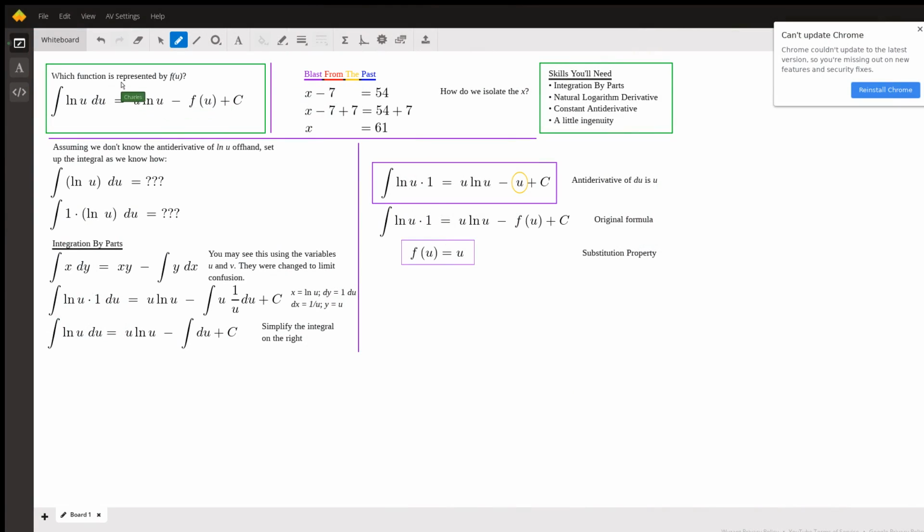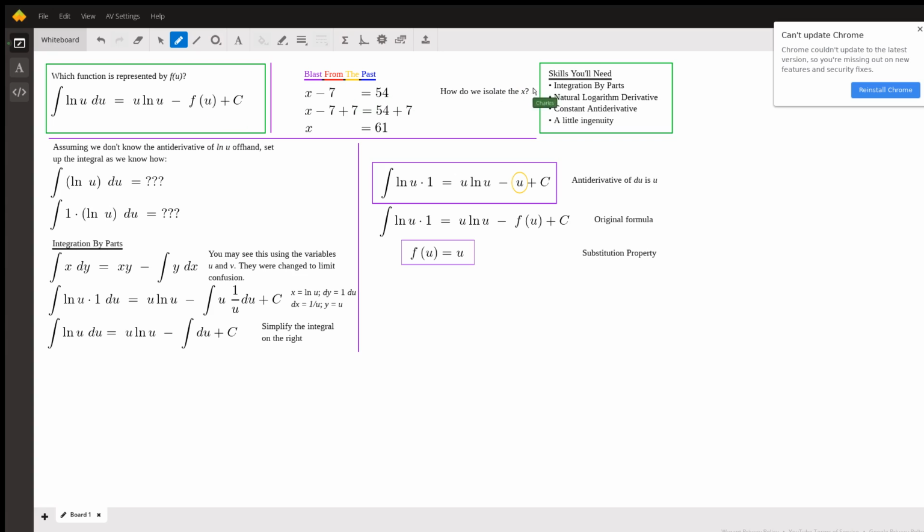Lizzie A posed this question on the forums, which said, which function is represented by f of u? And here we have the integration of the natural log of u du equaling all of this. And she wants to understand which function will be right here. It was a multiple choice question, but to be perfectly honest, if you don't know what you're talking about, then you're not going to be able to answer this in the first place.